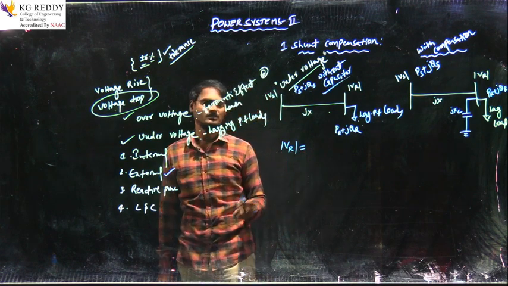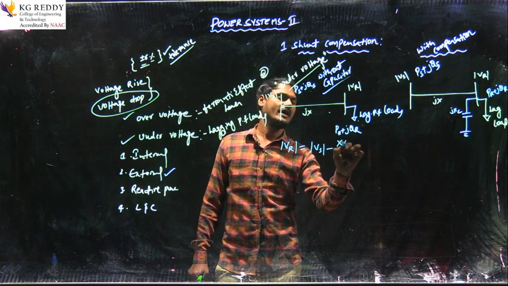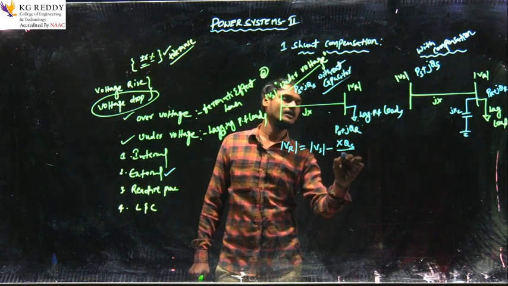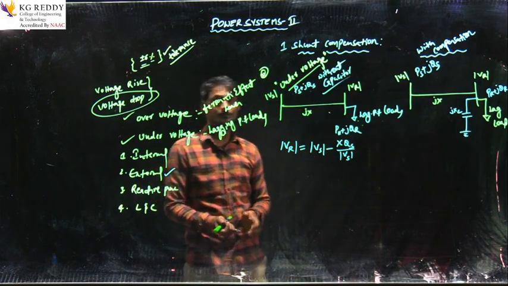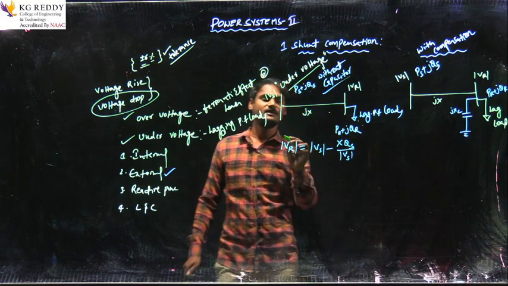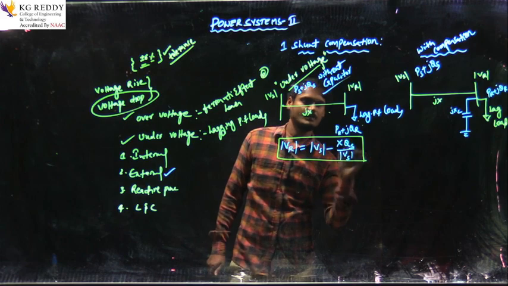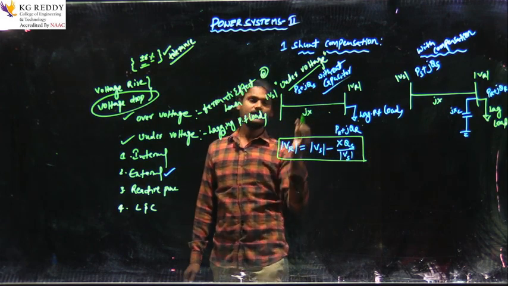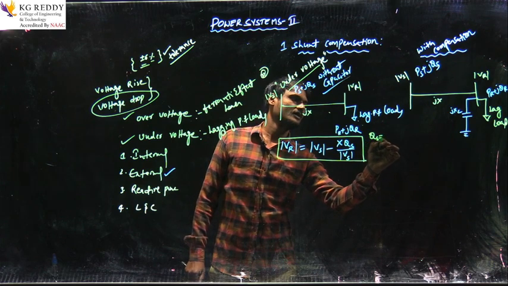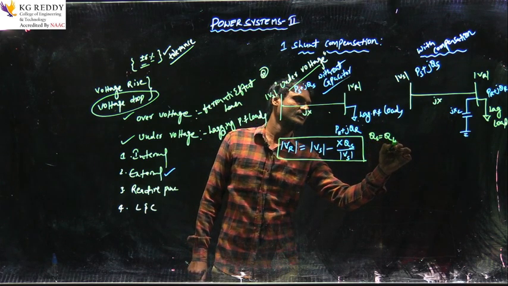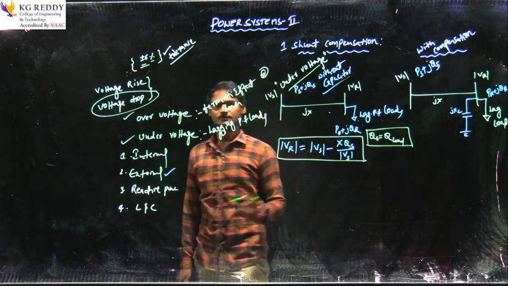We have one relation, right? That is VR = Vs - X Qs / Vs. This equation represents the relation between the sending end and receiving end voltage level in the transmission line. But from this diagram, we can clearly understand that the reactive power at the sending end is equal to the reactive power at the load condition.